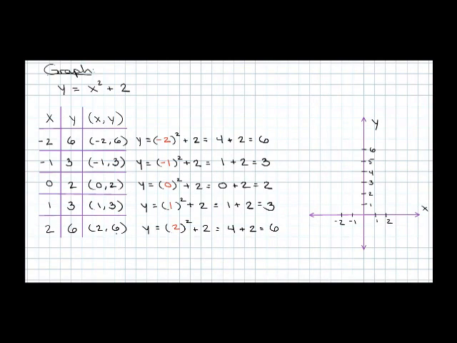Let's go plot these points on our graph. Negative 2 comma 6 is right there. I like to label my points because I think it looks nice on your graph. Our next point is going to be negative 1 comma 3. Our next point is 0 comma 2. Next is 1 comma 3, and the last one is 2 comma 6.